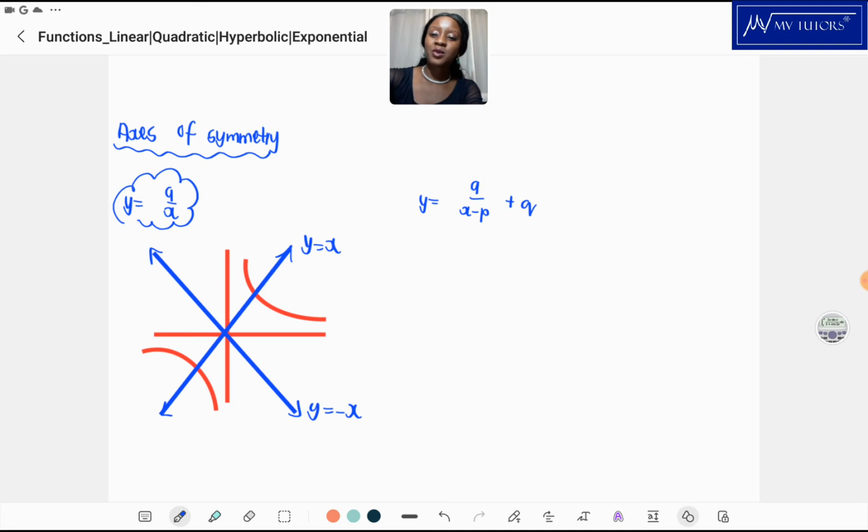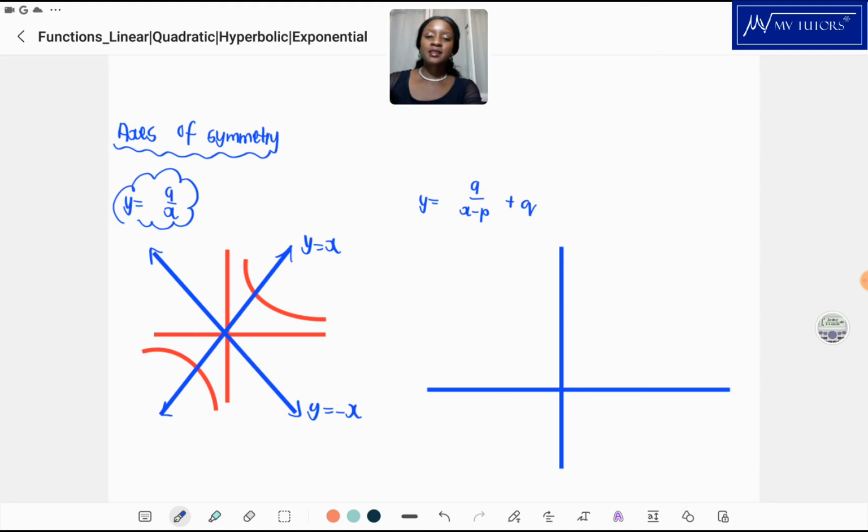So basically, let's say it has shifted up and it has also shifted somehow horizontally. So let's say shifted, you have your asymptote here and you have your asymptote there.